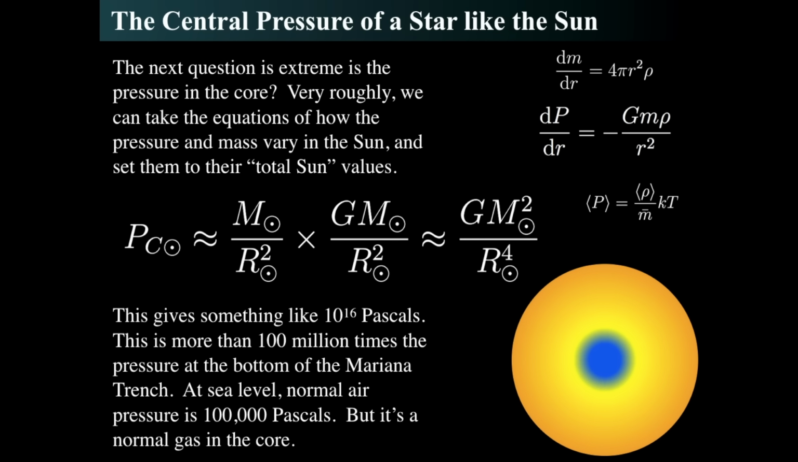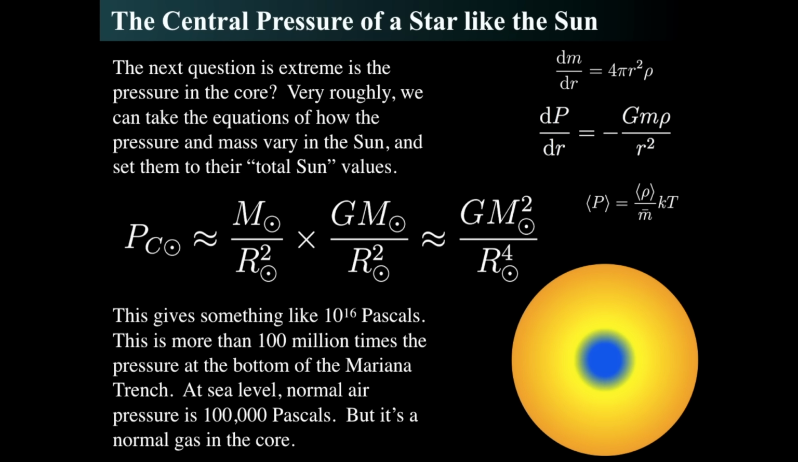So what does this mean? Let's get an idea of where the density comes from. This is the central pressure of the core of the sun, and this comes from a previous lecture. So let's go blazingly through this. The pressure at the core, P sub C for the sun, which is the circle with a dot in the middle, is basically the total mass of the sun divided by the total radius of the sun squared.